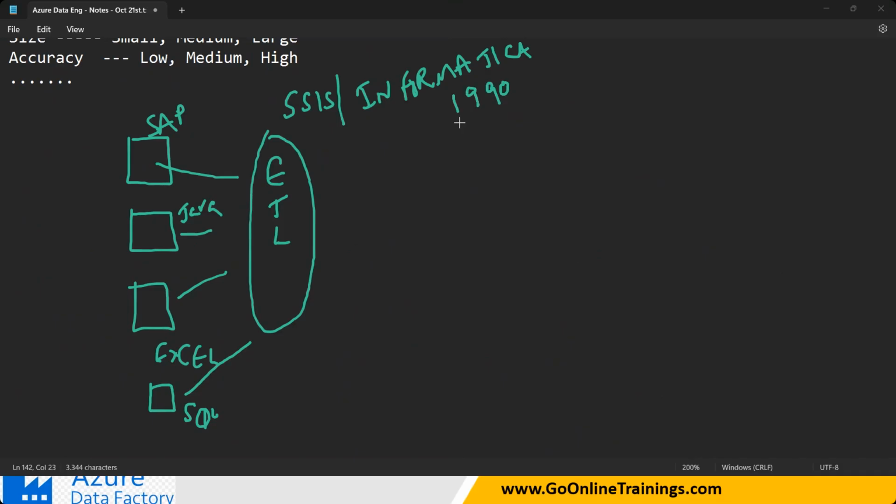What does ETL stand for? It is extracting the data, transforming the data. Transformation means cleaning. T stands for cleaning. So you may clean the data or make some kind of changes to the data. Clear? So all the data will be able to be loaded.